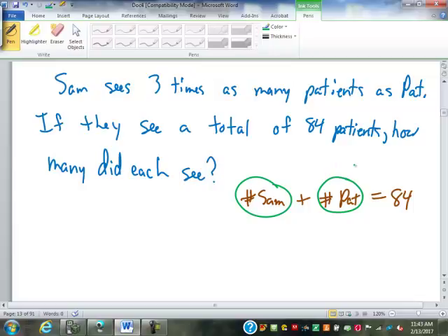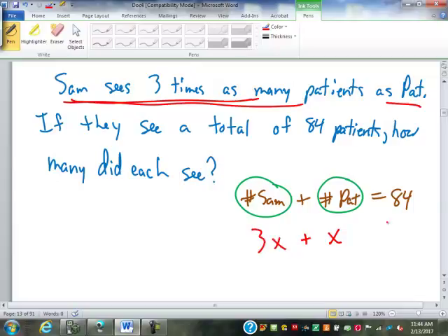Well, in a problem like this, we can't have two variables because we don't want to work with a system of equations. So looking at it, we have to figure out which one of those can be expressed in terms of the other. What one variable can be used to represent both of them? And if we look up here, we see Sam sees 3 times as many as Pat. So what that's telling us is if we let the number seen by Pat equal x, the number seen by Sam would be 3 times that, or 3x. So we've now represented both of those with the same variable.